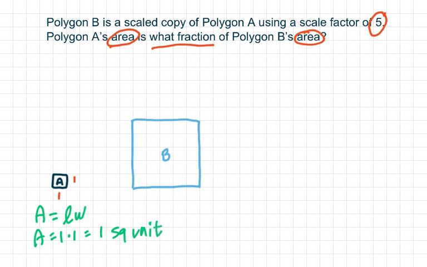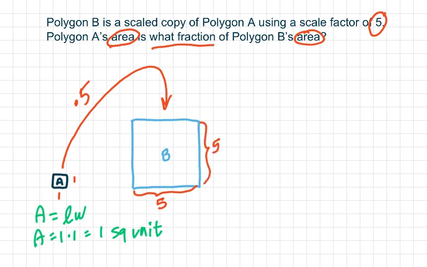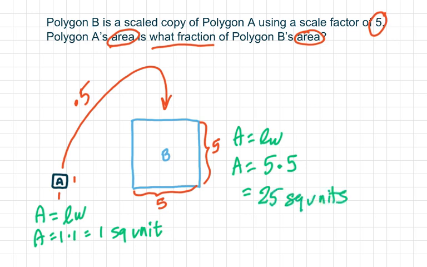And I can do the same thing with B. So to build the polygon B, what I did was I applied the scale factor. And I said, well, I'm going to take my polygon, the side lengths, and I'm going to multiply by 5 because it says we have a scale factor of 5. So when I do that, I then have side lengths that are 5 by 5, and I can apply those now to find the area. It's still length times width, 5 times 5, so 25 square units.